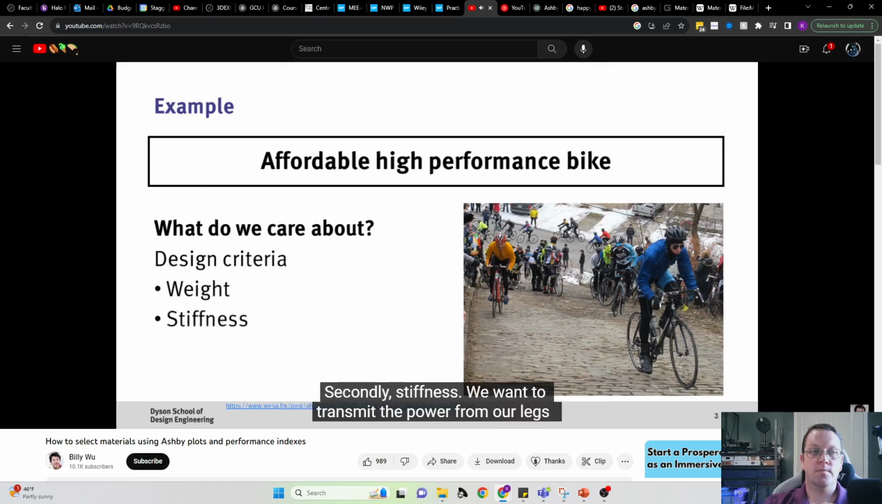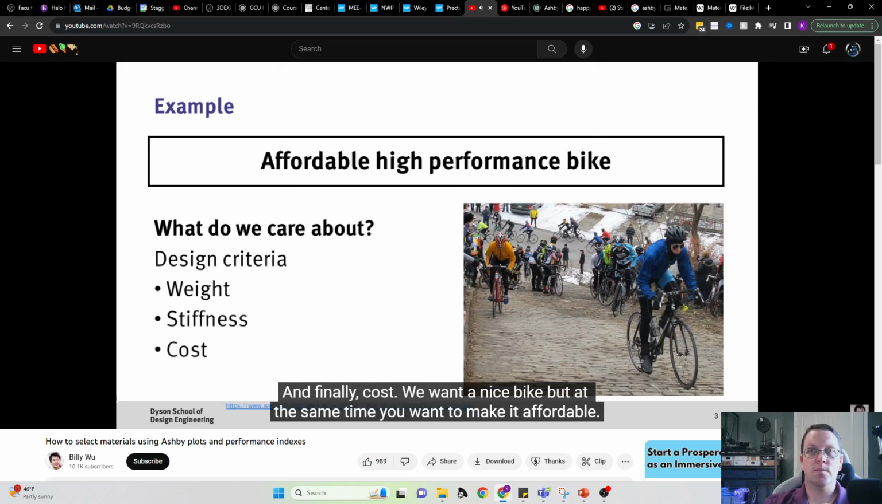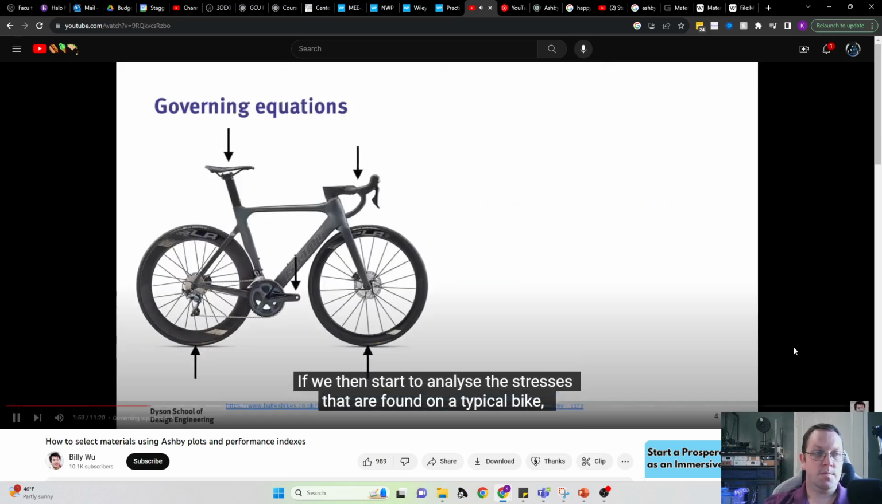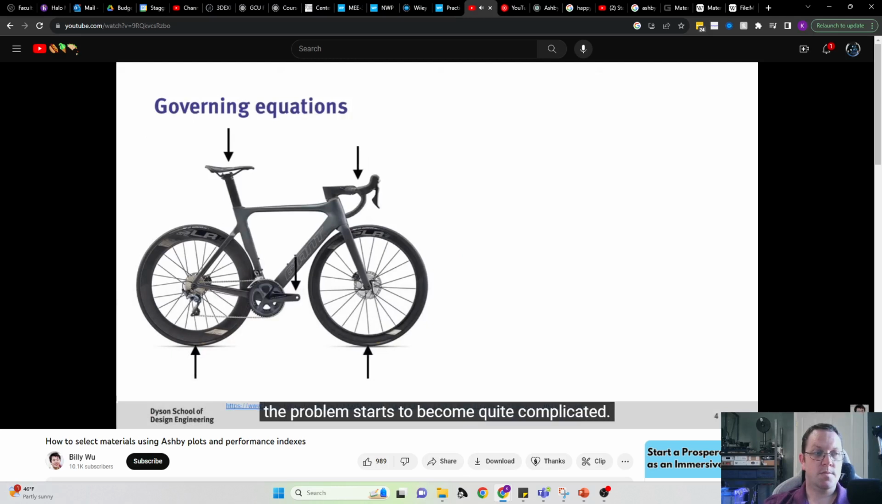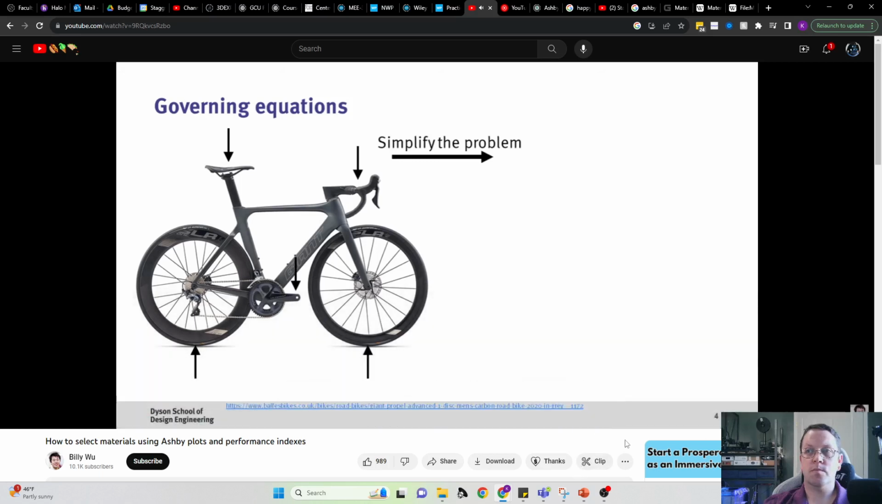We want to transmit the power in our legs to the bike in the most efficient way, and we don't want the frame bending. And finally, cost. We want a nice bike, but at the same time, you want to make it affordable. If we then start to analyze the stresses that are found on a typical bike, the problem starts to become quite complicated. Therefore, in the initial design stage, we want to simplify the problem as much as possible.